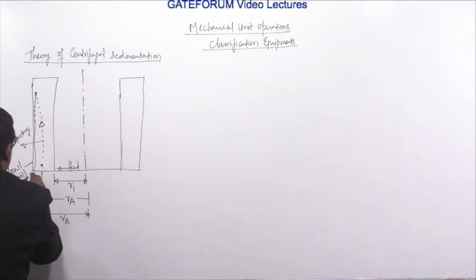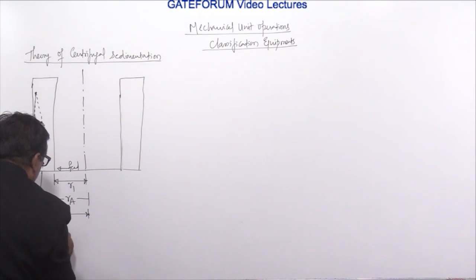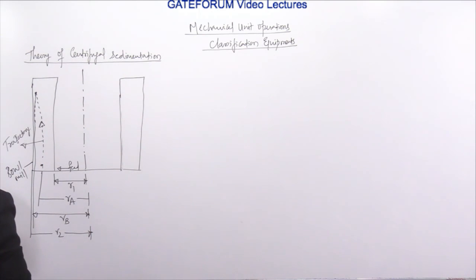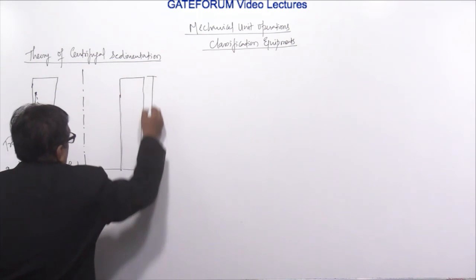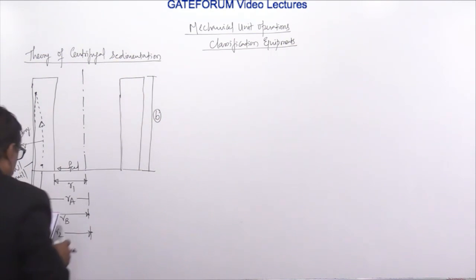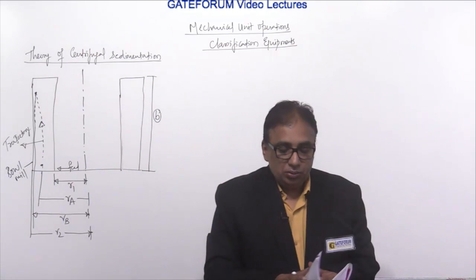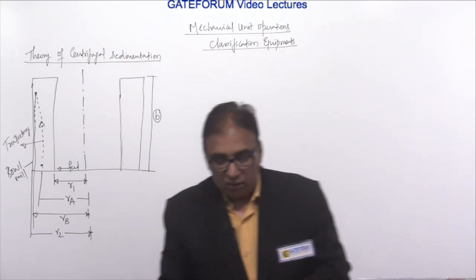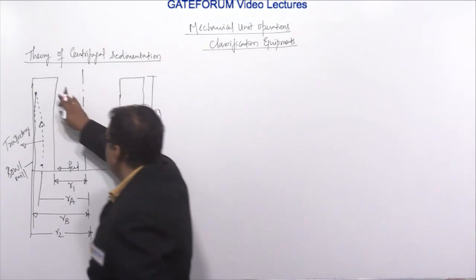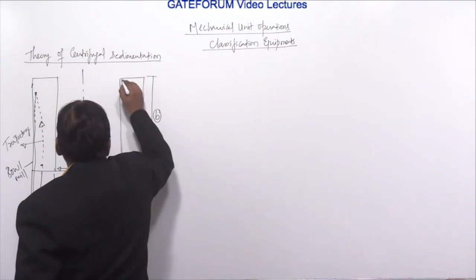and from the bowl wall up to the center location is R2. Okay, this is the height of the bowl. Okay, so what do you understand by this?